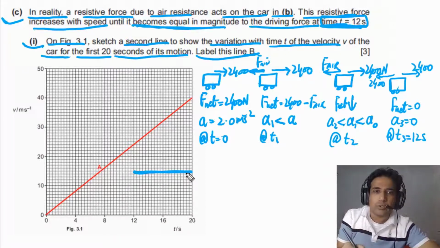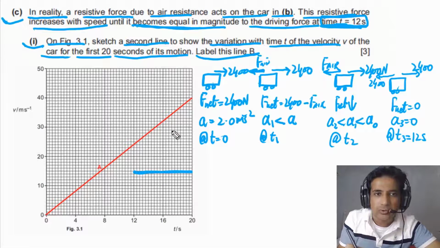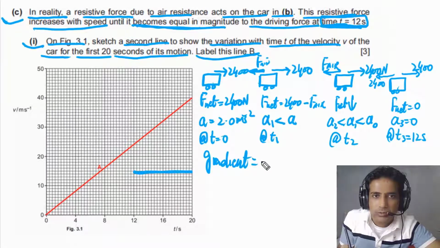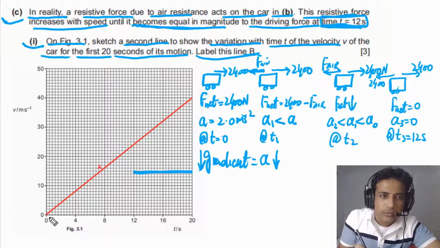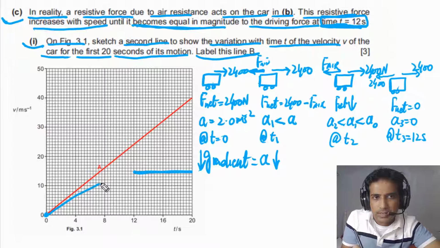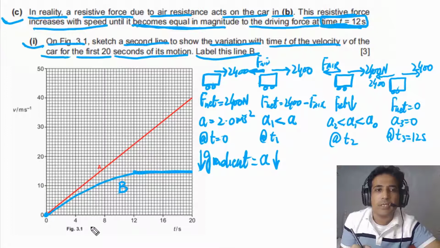Now the second thing you need to understand: acceleration is decreasing all the time, and the gradient of this line is equal to acceleration. As acceleration is decreasing, it means the gradient of the line has to decrease. Initially, the gradient is equal to the gradient of line A. So we have to start from the origin. We need to draw initially the same gradient, then the gradient has to decrease with time, and finally the gradient has to be equal to 0. So this is how you can draw line B, means curve B.